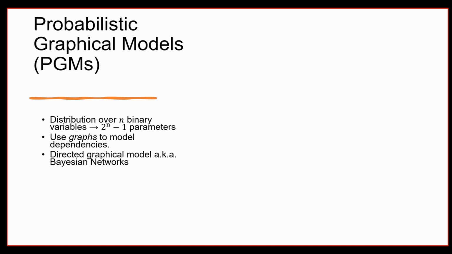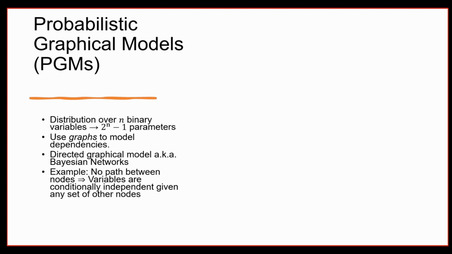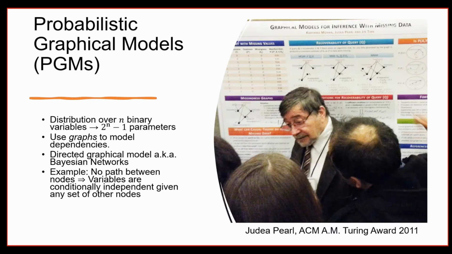Typically, when we use directed graphical models, these are called Bayesian networks. For example, one property of Bayesian networks is that if in the corresponding graph there is no path between two nodes, then in the corresponding distribution, the variables are conditionally independent given any set of other nodes. Bayesian networks were invented by Judea Pearl in the 80s, and he also developed a lot of inference algorithms for them. He received the Turing Award in 2011 for his work on graphical models and also for his work on causal inference.